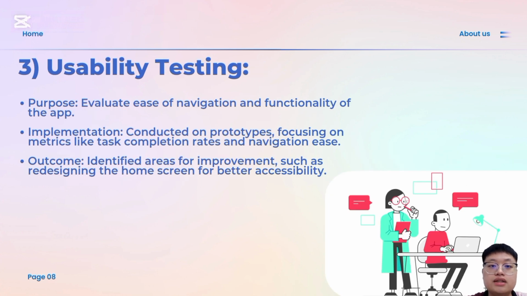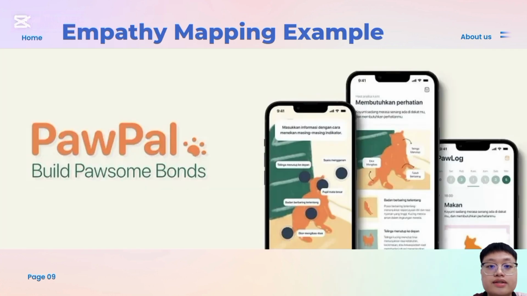Next is usability testing, in which this testing evaluates the ease of navigation and functionality of the app. How do we implement it? It's conducted on the prototypes, focusing on metrics like task completion rates and navigation ease. The outcome is identified areas for improvement, such as redesigning the home screen for better accessibility. Moving on, we are going to discuss the empathy mapping example.